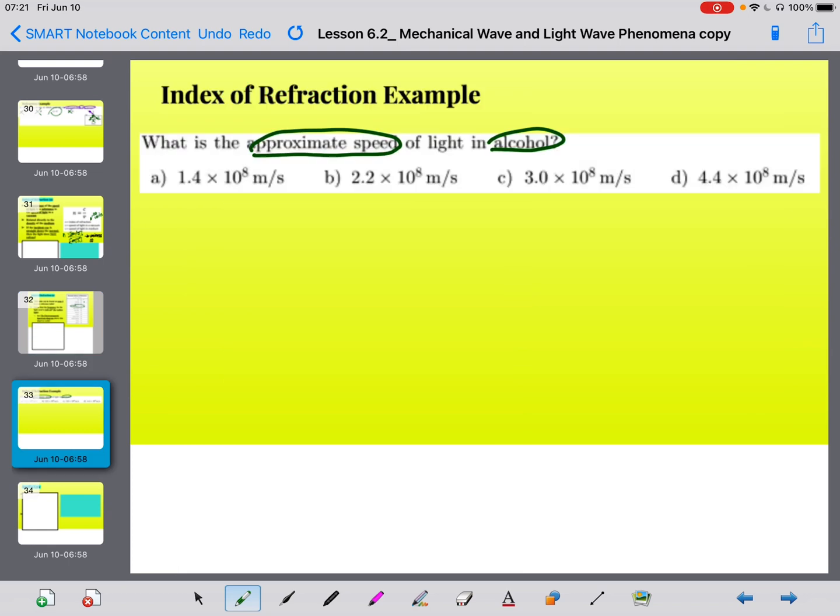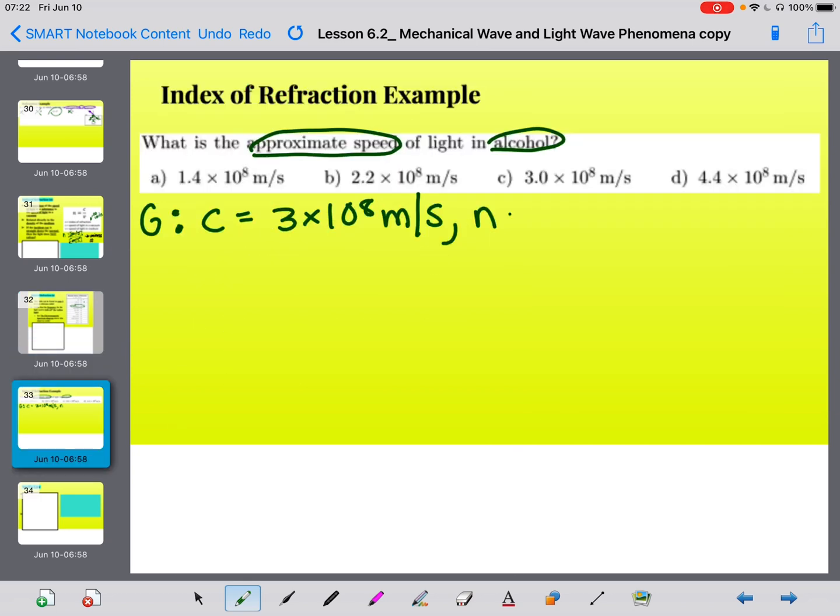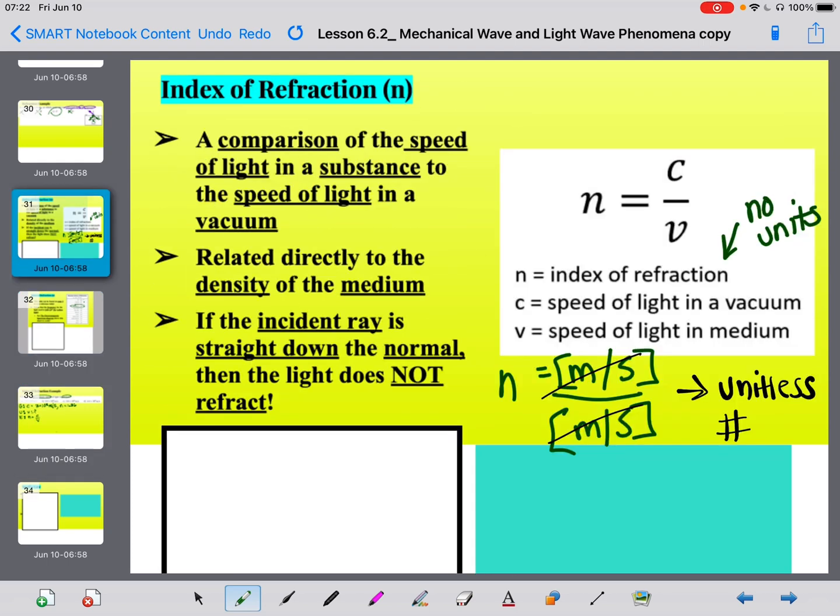So I go back and I say, let me write my givens down. I know that the speed of light in a vacuum is 3 times 10 to the 8 meters per second. I know my n, index of refraction, is 1.36. And they want to know, what is the speed of this light when it's in this material? So v is what I don't know. My equation would be n equals c over v, right? Because we're literally just taking it from the last 2 slides.